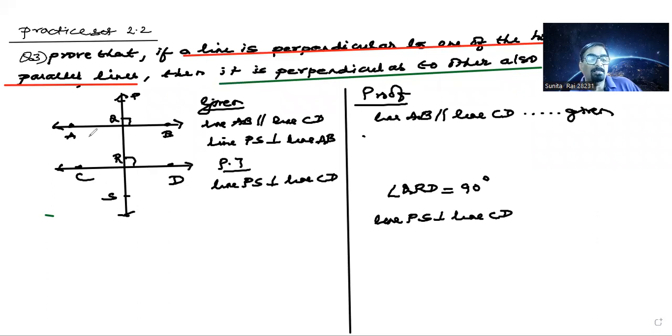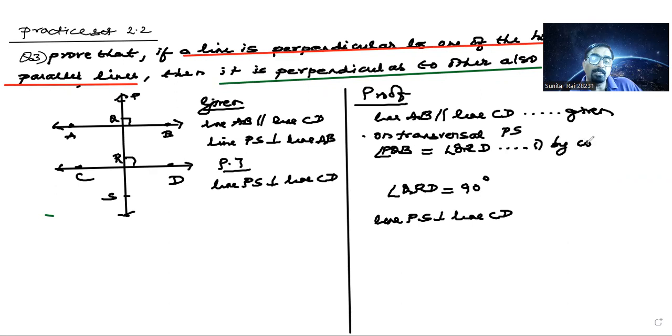Line AB parallel to line CD is given to us. So do we agree that on transversal PS, angle PQB is equal to angle QRD, by the corresponding angles theorem? We have done it. When the lines are parallel, we use this theorem. There is nothing to get confused. You got it?